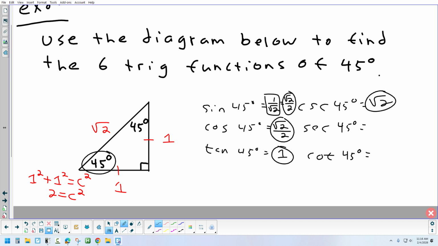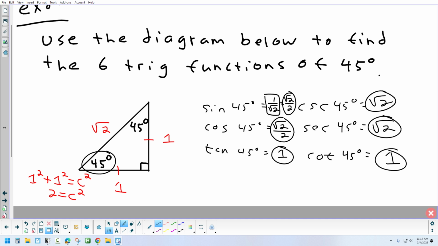So the secant is square root of 2. How about, I'm sorry, the cosecant. What about the secant? Is it square root of 2? It's also square root of 2 because the sine and the cosine are the same. And lastly, the cotangent of 45. Yeah. 1.